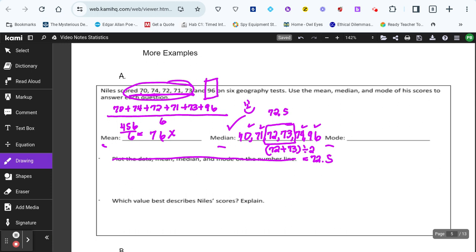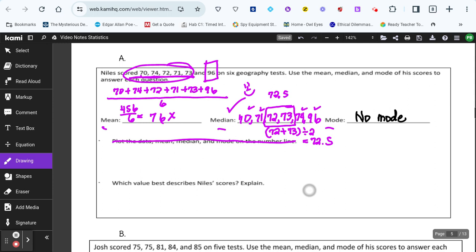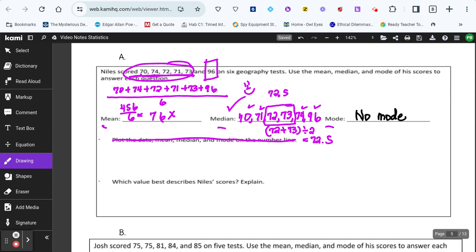The mode, there is no mode. All of the numbers only appear once or equally the same amount of times. Don't put 0 for the mode because you're telling me the number 0 exists. All right, which value best represents Noah's scores? And so this would be the median. And I'm going to put because there's an outlier.